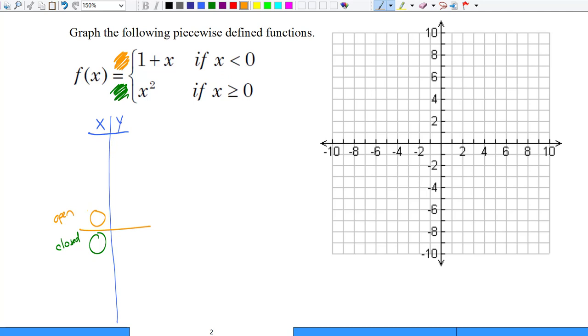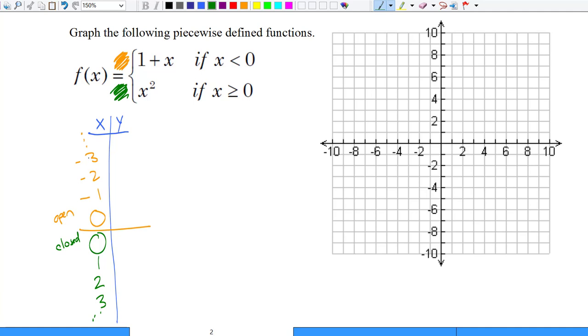So for the domain values, I just need to pick x's that are less than 0. So that's like -1 and -2 and -3. For the green values, I need x's that are greater than or equal to 0. So that's including 0, 1, 2, 3, and I say dot dot dot because it's going to keep going.